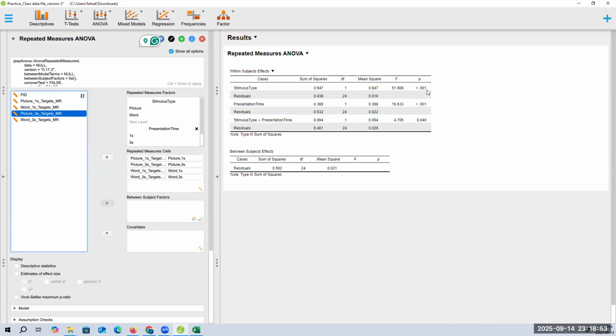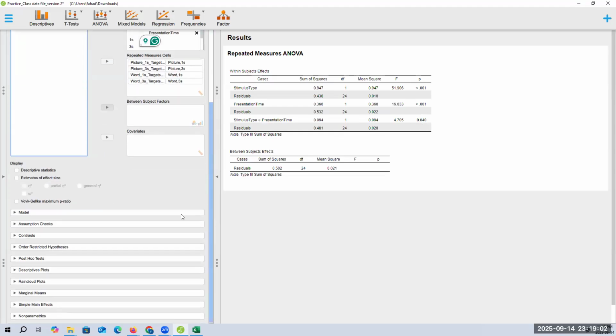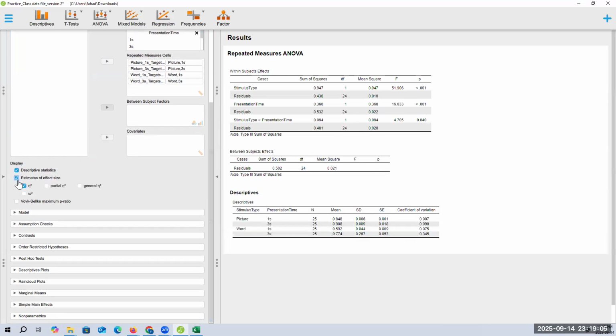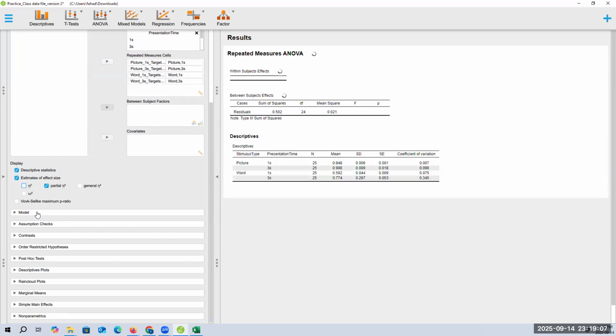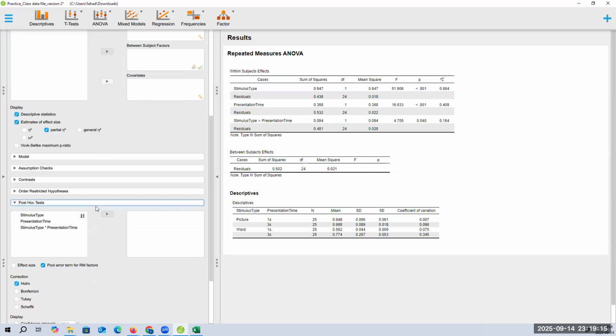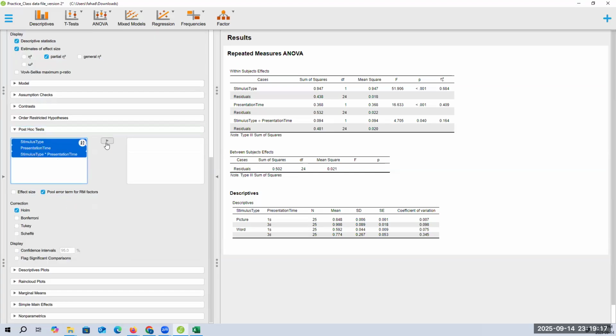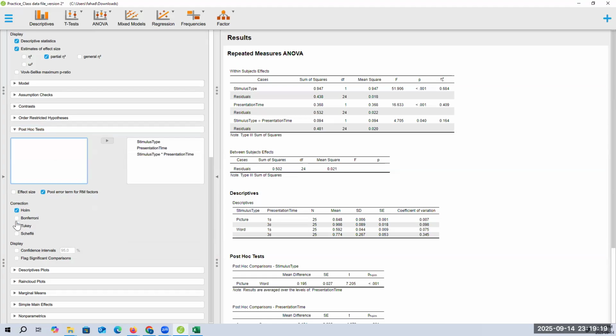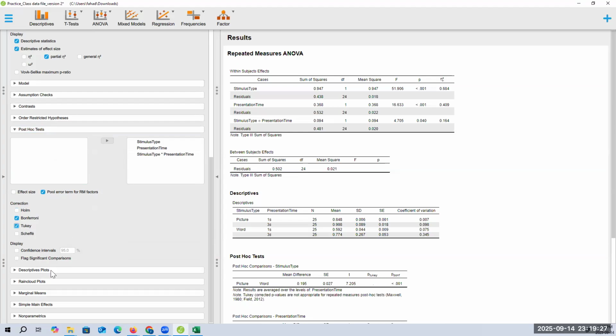So I have some significant results. Stimulus type is significant. Presentation time is significant. And there's an interaction between stimulus type and presentation time. Descriptive statistics, we want that. Partial eta squared, so we're getting that in. We don't want any model or post-hoc test because since we have an interaction, we would like to see the post-hoc test. So we'll do the Bonferroni test, and then this Tukey also.